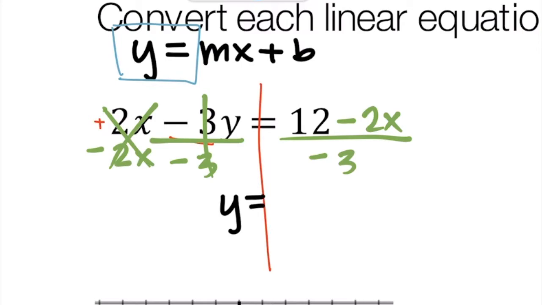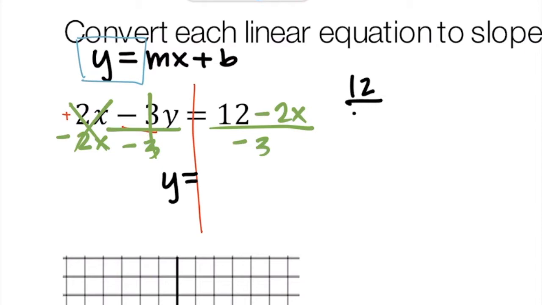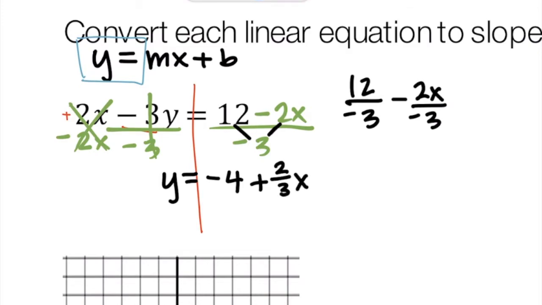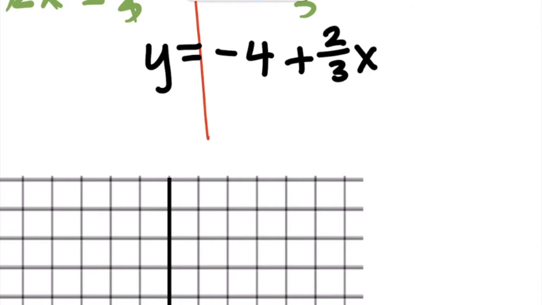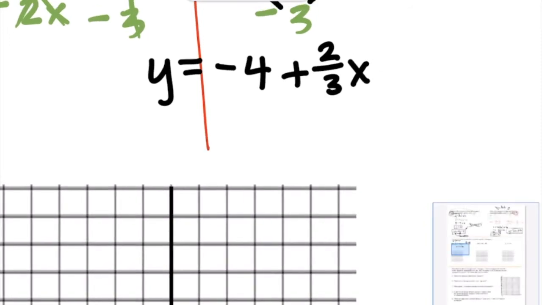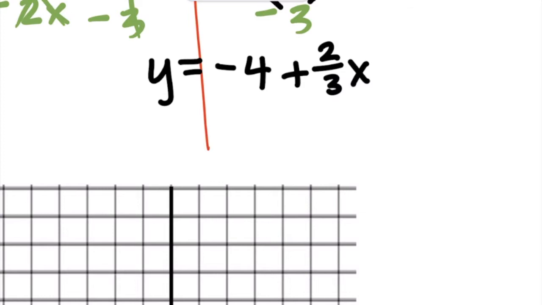Now here's the key. You need to look at this as 12 over negative 3 minus 2x over negative 3. You need to divide both parts by negative 3. So 12 divided by negative 3 is negative 4. And then negative 2x over negative 3 is a positive 2/3 x. Now, I want you to notice the order here. This is actually y is equal to b plus mx. Remember, don't always think of slope as the first number and y-intercept as the second. Think of slope as the coefficient of the x and y-intercept as the constant when y is by itself.